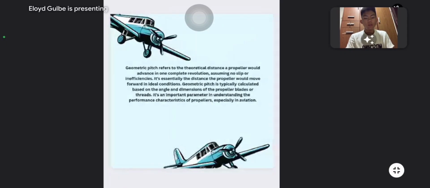Then geometric pitch. Geometric pitch refers to the theoretical distance a propeller would advance in one complete revolution, assuming no slip or inefficiencies. It's essentially the distance the propeller would move forward in ideal conditions. Geometric pitch is typically calculated based on the angle and dimensions of the propeller blades or threads. It's an important parameter in understanding the performance characteristics of propellers, especially in aviation.